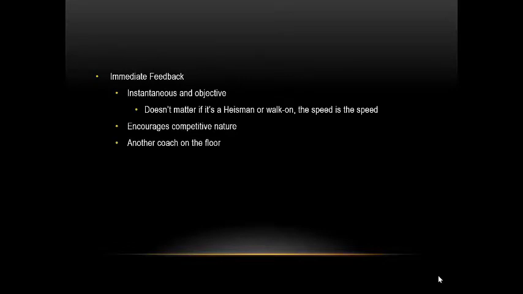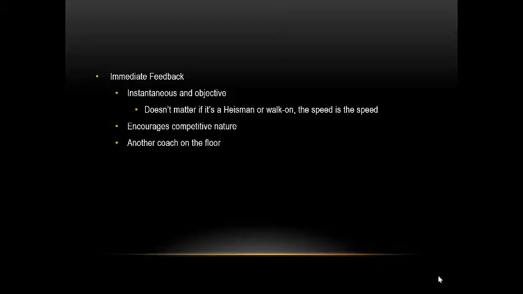So with the immediate feedback, it's instantaneous and it's objective. It doesn't matter who the athlete is. Is it a Heisman candidate or a walk-on? It doesn't have eyes, it doesn't have feelings, it just knows the speed. As such, it encourages a competitive nature.